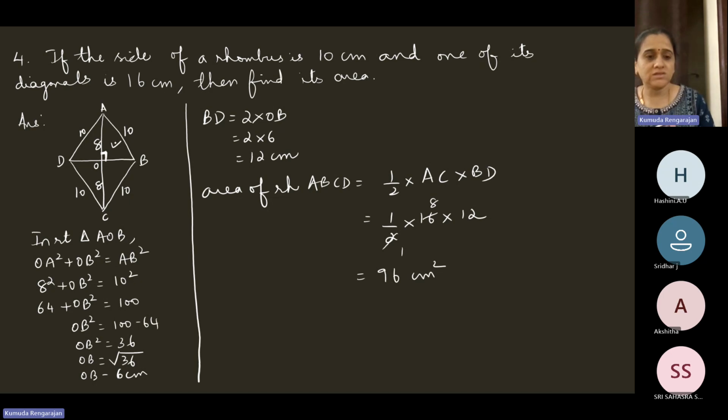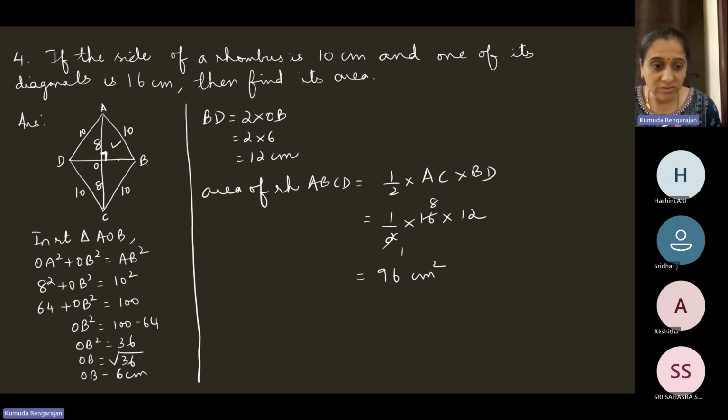So in this right triangle, I told you to square the hypotenuse and write it separately. Okay, which is the hypotenuse? AB is the hypotenuse. AB square. So the remaining two sides, OA and OB, square it. OA square plus OB square is equal to AB square. Fill the values and find the OB square and hence find OB. OB is 6 centimeters. All right.